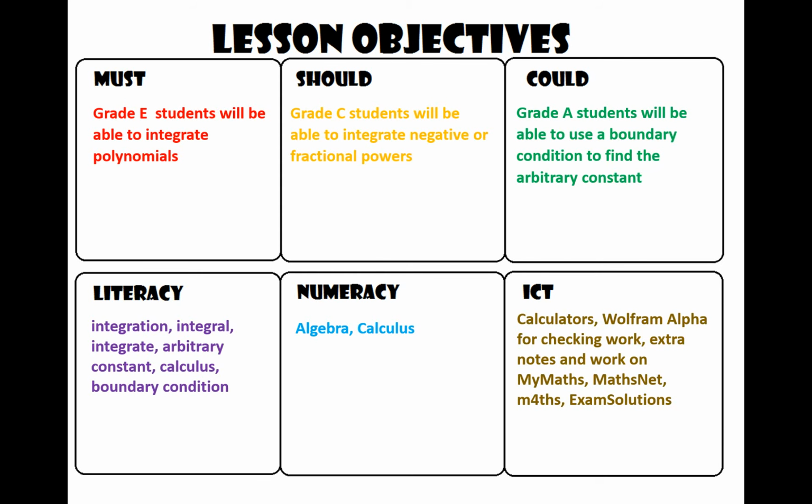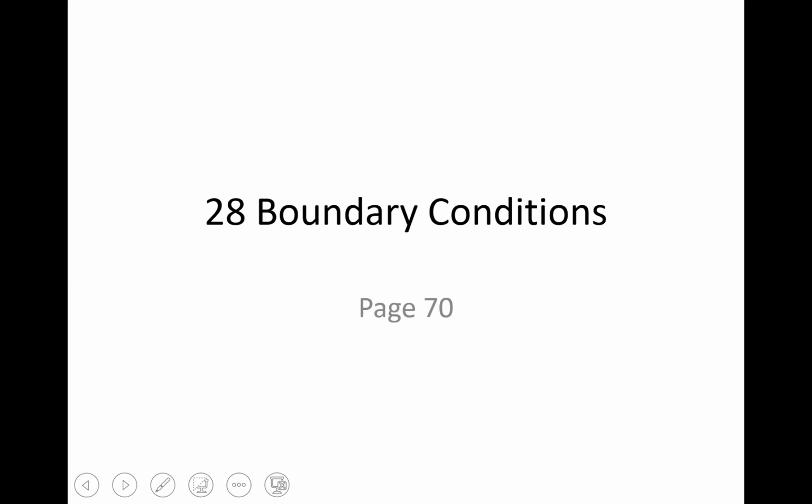Right, so the lesson objectives for this lesson are basically, for grade E students you should be able to integrate polynomials, for grade C students to be able to integrate negative or fractional powers, and grade A students to be able to use boundary conditions to find the arbitrary constant. In particular, we will be focusing on finding that arbitrary constant. So we're on page 70 of the notes, section 28, boundary conditions.